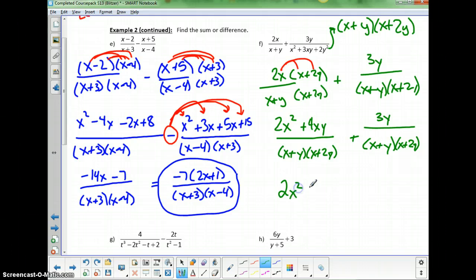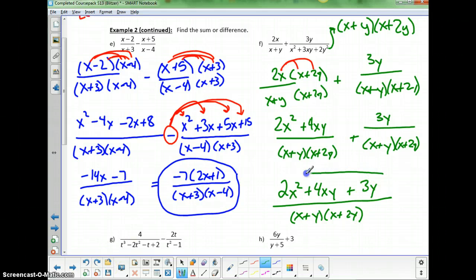This is 2x squared plus 4xy plus 3y over x plus y, x plus 2y. The numerator can't be factored. It's not in the right pattern. We don't have x squared and y squared, so I'm done. It can't be factored.